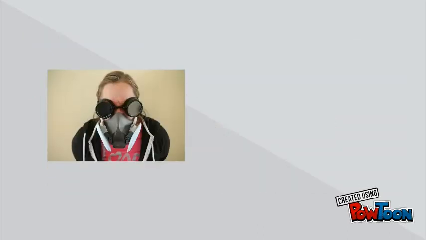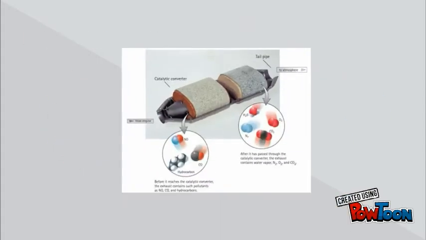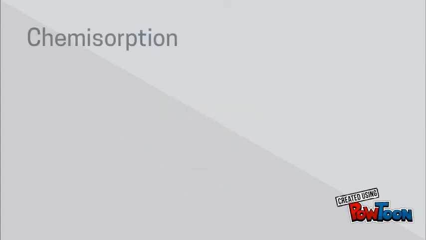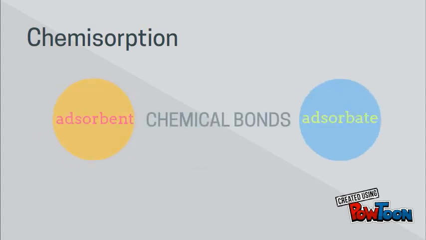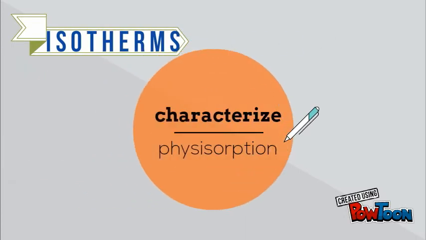Adsorption, such as in gas mask filters and silica gel packets, is physisorption, which is caused by intermolecular forces. In the case of the catalytic converter in engines, chemical adsorption, or chemisorption, happens. The adsorbent and adsorbate form chemical bonds. Researchers use isotherms to characterize physisorption.